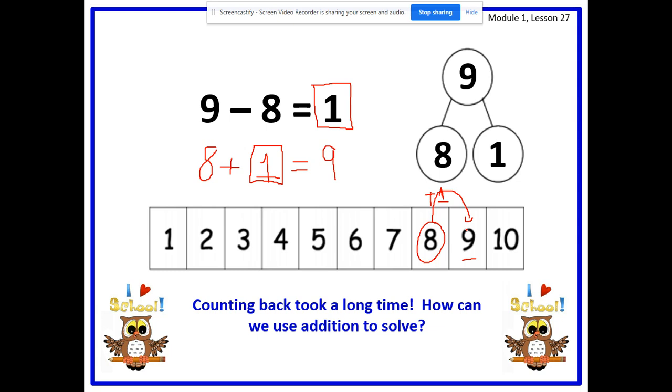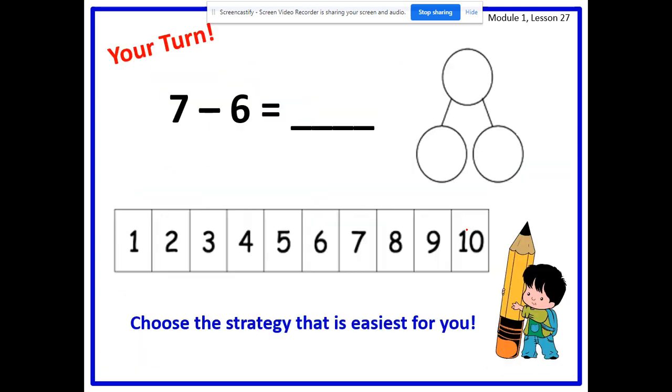Yes. So that is the question to ask yourself as we practice the next problem. Ready? Here we go. Your turn to practice with me. On your blank sheet of paper with your pencil, go ahead and write 7 minus 6 equals blank and draw a number bond. Go ahead and press pause and press play when you've written the equation and you've drawn your number bond.